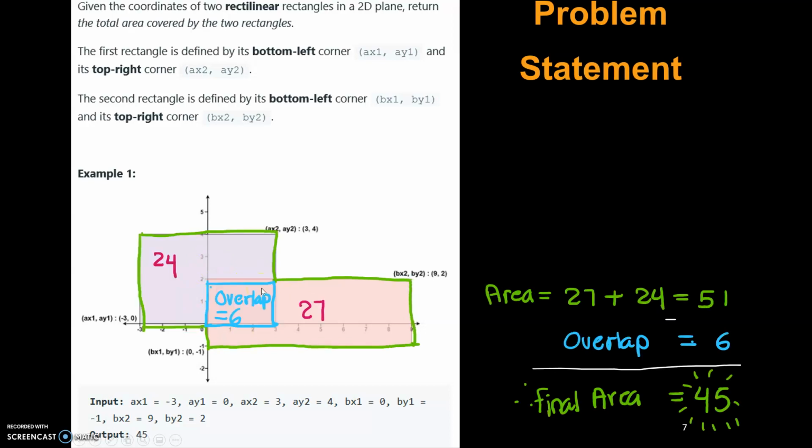Let's have a look. From the visual observation, we can see that rectangle 1 highlighted in here, the area is 24. For rectangle 2, which is this one, the area is 27. And the overlap area, which is highlighted in blue color. So how do we get the area? The total area is 27 plus 24, we get 51. From here, we have to subtract the overlap area because it is overlapped twice. So we subtract the 6 and then we get the final area 45. So this is from the visual observation.